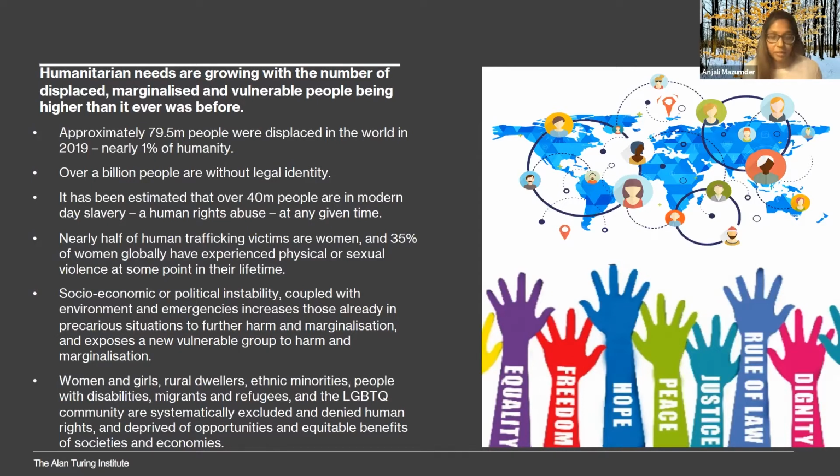In the context of modern slavery, it's a complex definition. It often includes multiple typologies. There are different legal definitions, which I won't bog us down with at the moment. But if we break it down to some of these different typologies, we're also looking at the differential in terms of women, with nearly half of human trafficking victims being women and 35% of women globally experiencing physical and sexual violence. So it's often these more vulnerable people that are in an exploited situation.